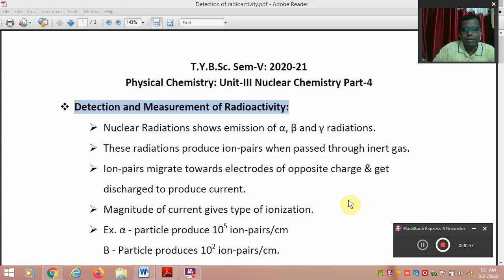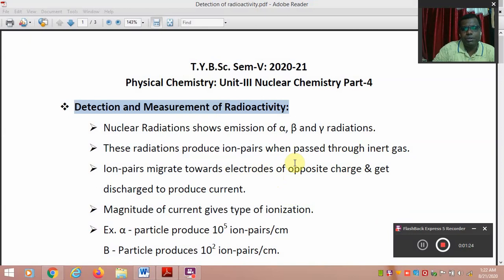How can we calculate the half-life period or the time required for any radioactive element? Dear friends, after discussing the characteristics and numericals, we had also discussed the detection and measurement of radioactivity.